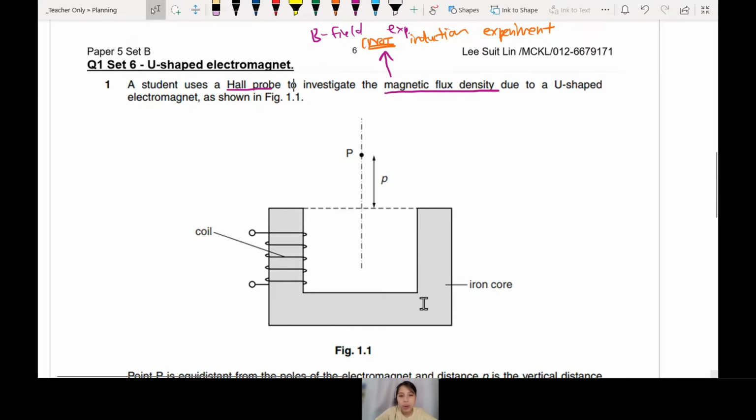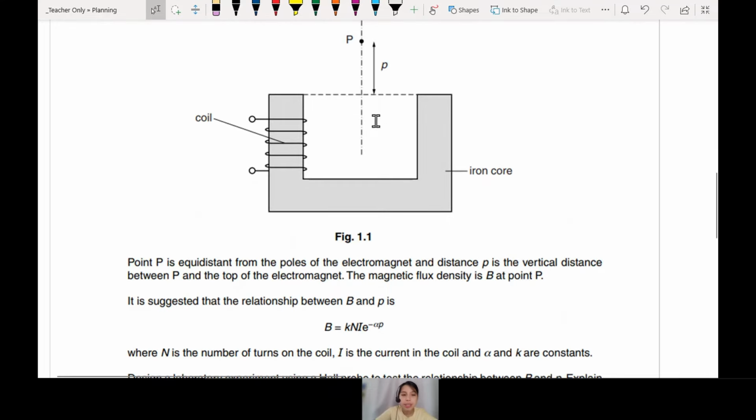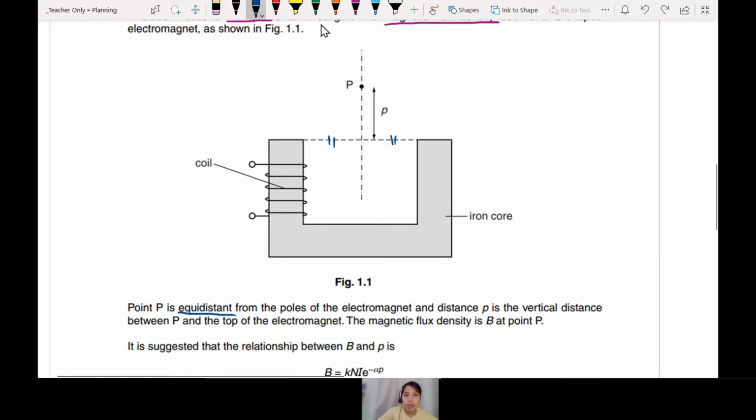Anyway, we have this electromagnet, a coil, iron core. Point P, equidistant. Equidistant means you need to figure a way to make sure this thing is the same distance and then this one comes down like that. Oh, how to do? I don't know. You find out. Okay, and the poles of the magnet here refer to pole 1, pole 2. Distance P is the vertical distance between P and the top of the magnet. Flux density at point P is some B. So you are trying to measure at point P, what is the B?